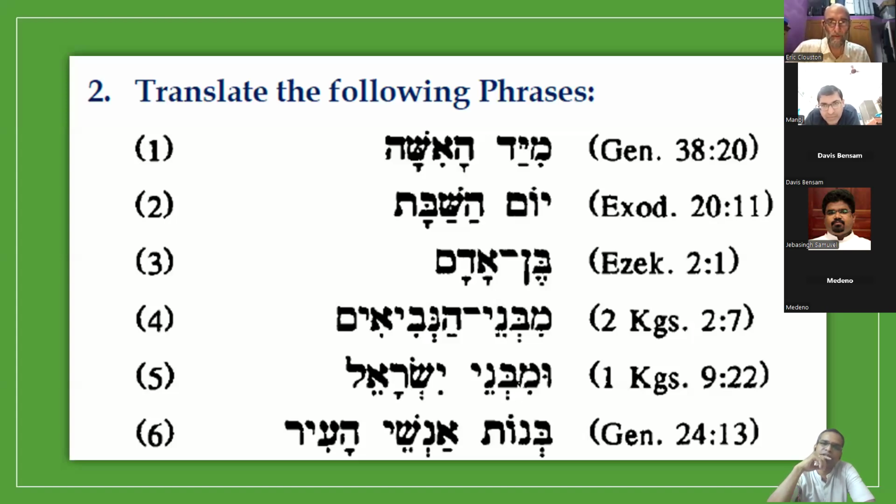Benot, Anshe, Hair. Okay. So Benot, Anshe, Hair. Meaning? Sir, the Benot is a plural construct. So the translation is: and the daughters of men of the cities.